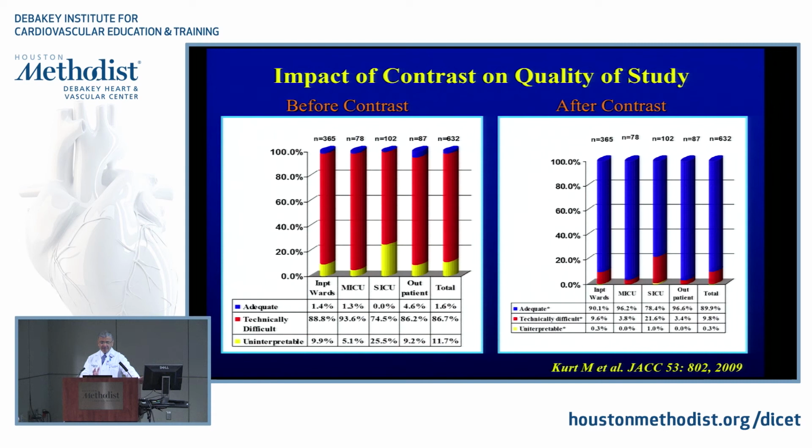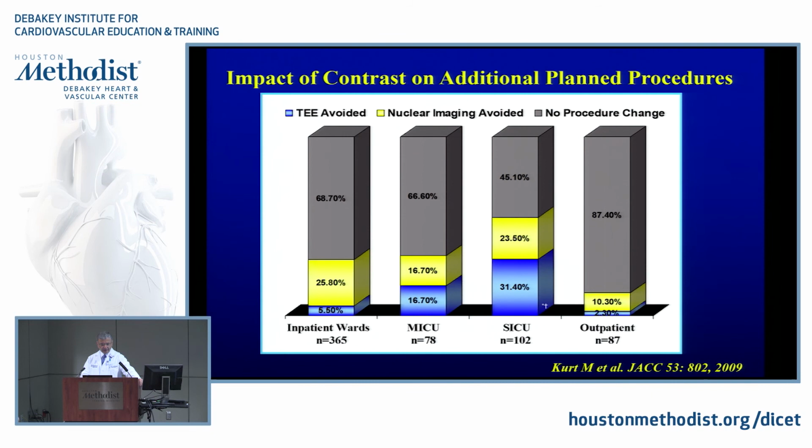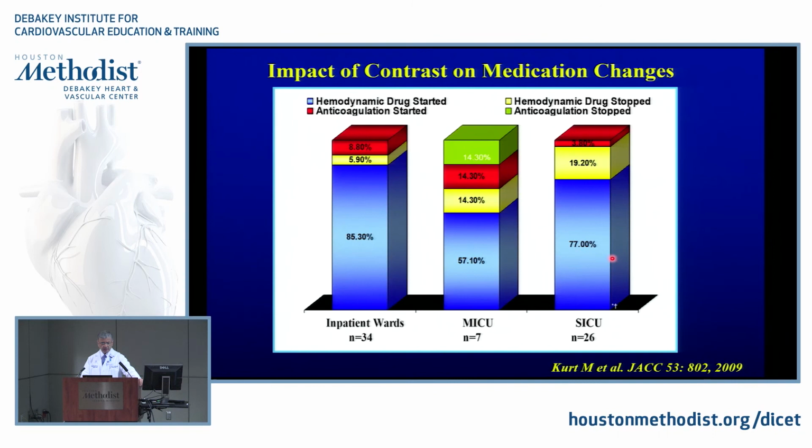On the left side is before and after contrast. Most of them were interpretable. There were some in the ICU which were not as interpretable still. The impact of contrast on additionally planned procedure, the impact obviously was highest in the surgical ICU where instrumented patients were, up to almost 60% or 55% MICU less. And what we're talking about is TE avoided or nuclear imaging avoided, and no procedural change, varied. The highest was in outpatient setting because you needed contrast less actually. Right? And medication change, hemodynamic drug started, hemodynamic drug stopped, anticoagulation started, anticoagulation stopped, and I think that was important.